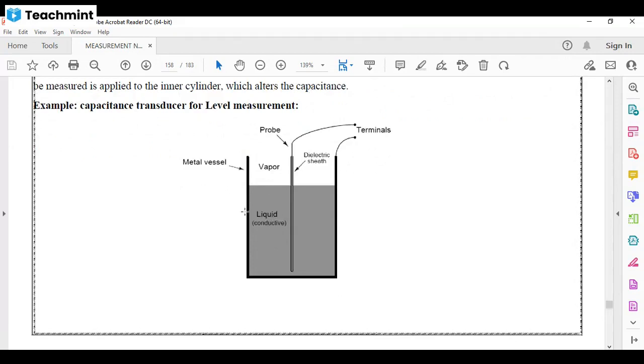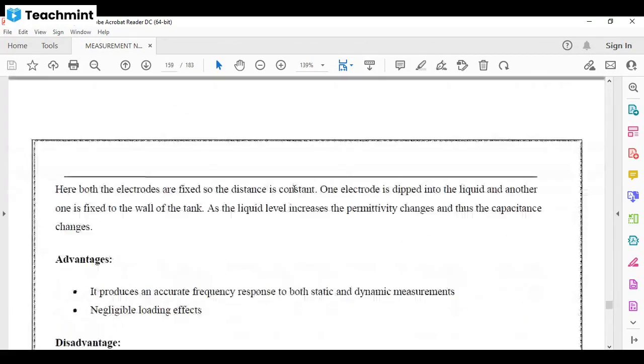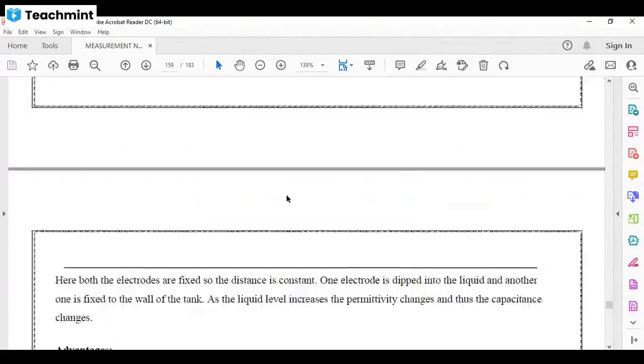So this is the metal vessel, and this is the vapor, and this is the dielectric constant or dielectric sheet, and this is our liquid. This is a probe, and this is the other terminal. Here both electrodes are fixed, so the distance is constant.